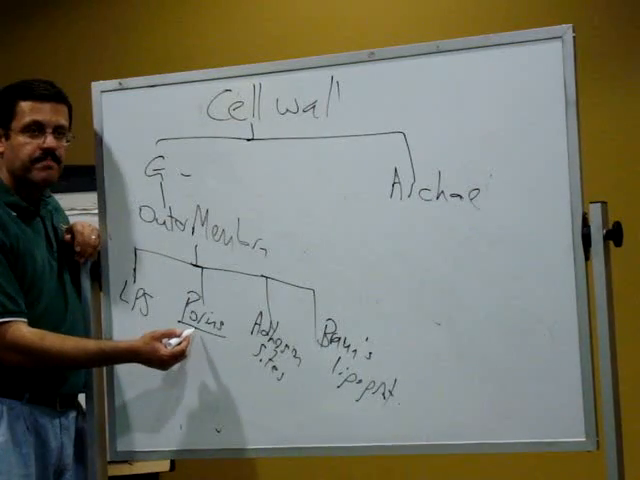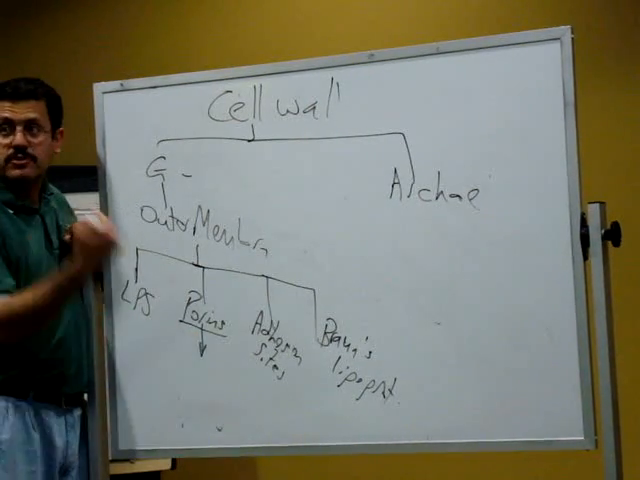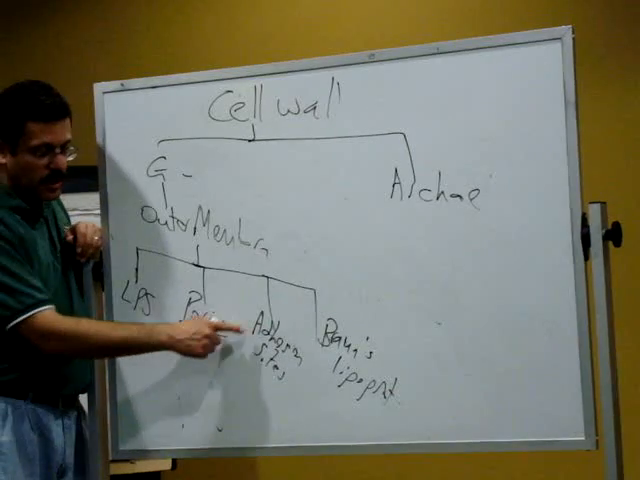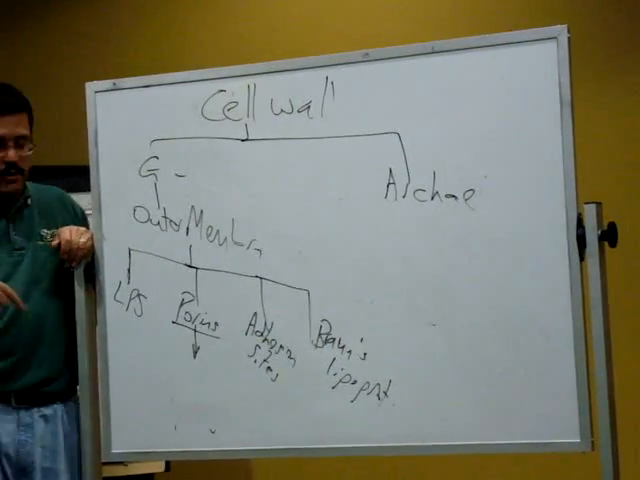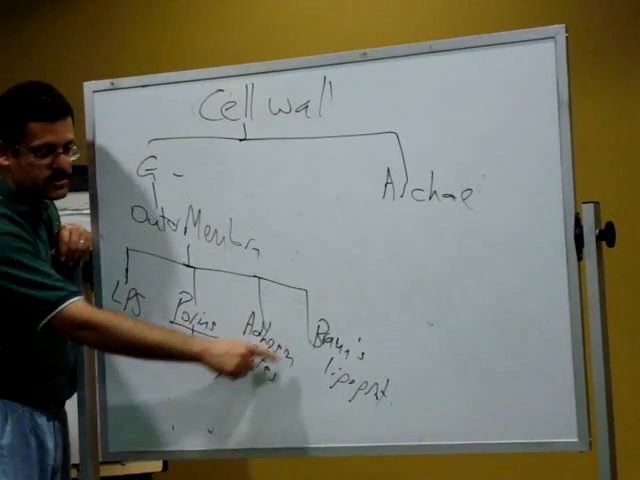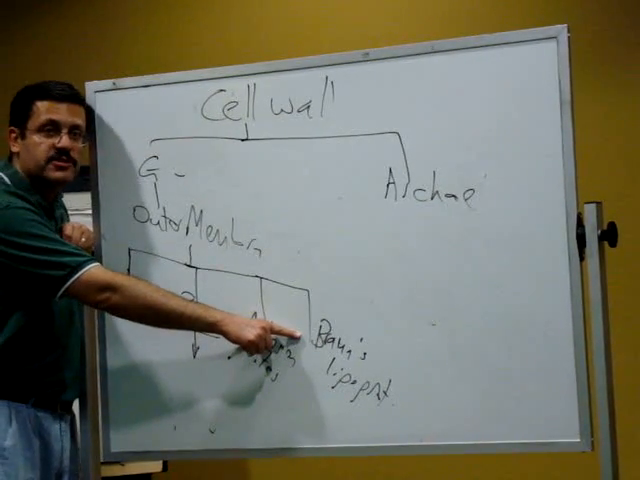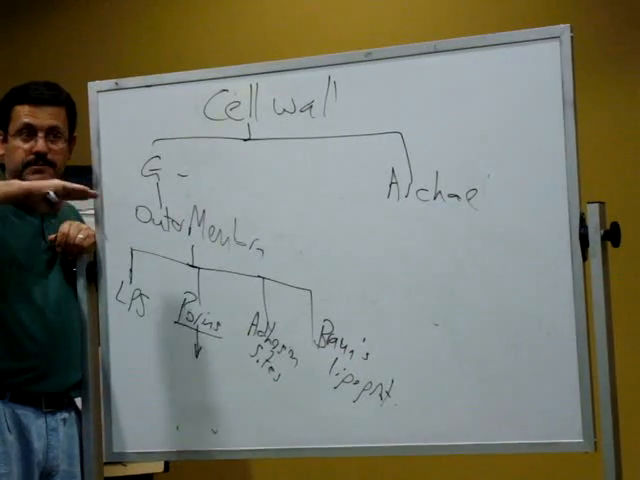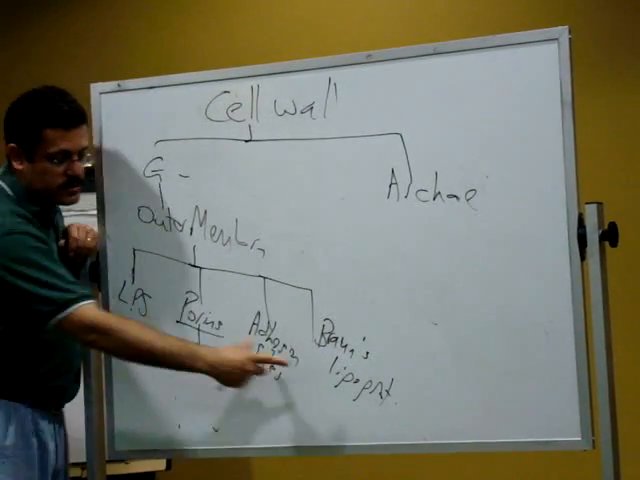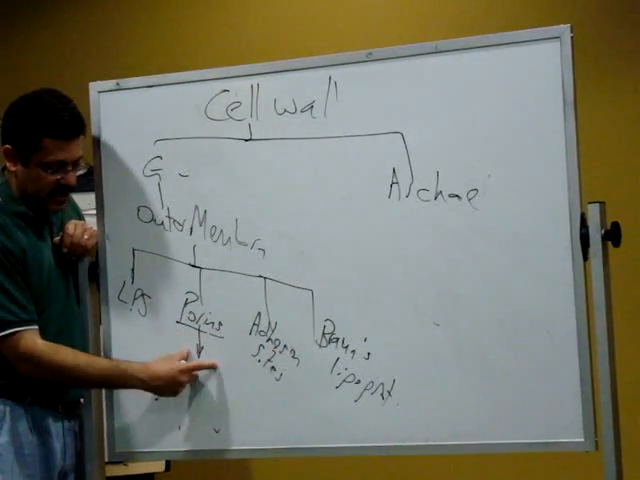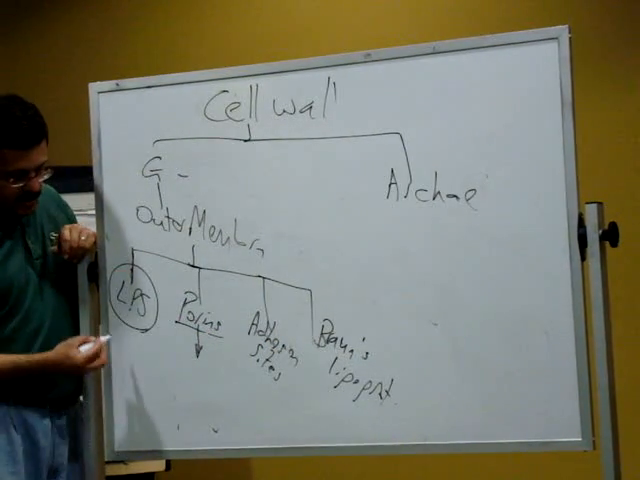So very quickly, functions. Porins are called pores, so they allow things to come in. Adhesion sites are connections between the outer membrane and the inner membrane. Braun lipoproteins are connections between what and what? Between the peptidoglycan and the outer membrane. So these two are connectives. These are transport. This is the big one.